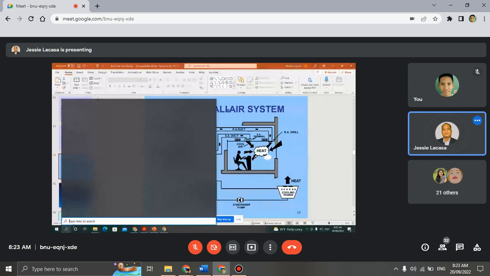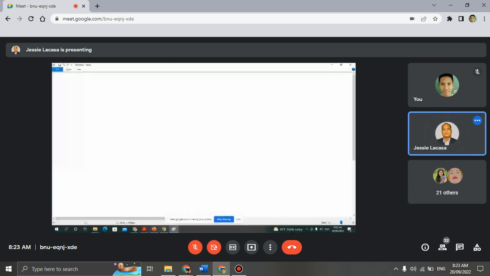So if that is one room, then another room here. Then another room. For what you designed, you have to calculate the cooling load for this room, the cooling load for this room, the cooling load for this room.